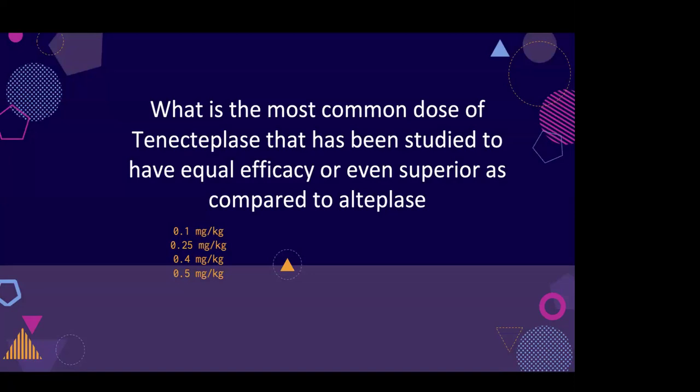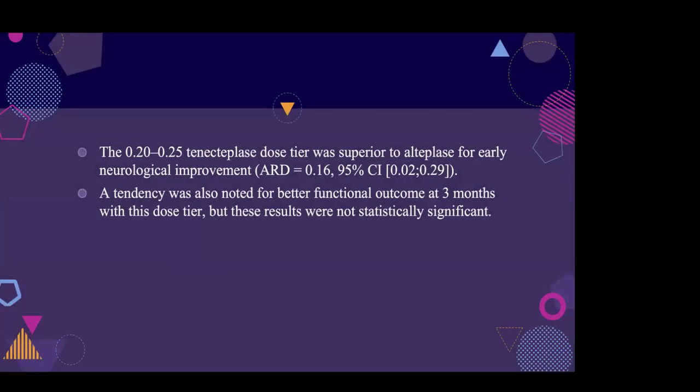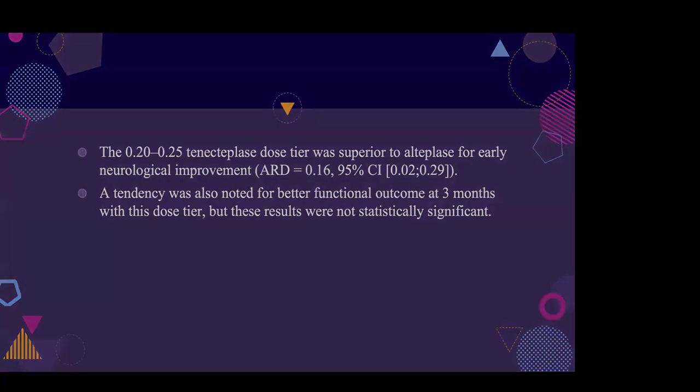Now, the most common question is what is the most commonly used dose of tenecteplase? Because there are a couple of studies that use different doses, the results were kind of iffy, like whether or not tenecteplase can efficiently and safely take over alteplase. So 0.2 to 0.25 milligram per kilogram is considered a dose superior to alteplase for early neurological improvement. However, when this dose is compared for better functional outcome at 3 months, it was not statistically significant compared to alteplase, but it was probably the same.